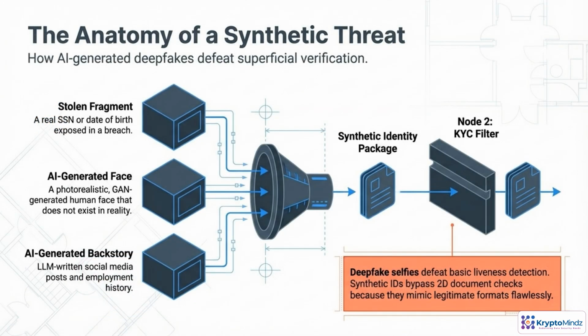Synthetic identity fraud is basically identity Lego. Attackers start with a real fragment, like a breached social security number or birth date. They attach an AI-generated face that looks unique but doesn't belong to any real person. Then they layer on an LLM-written backstory, social profiles, resumes, even chat histories. All of this becomes a polished identity package that can sail through weak KYC checks, especially when deepfake selfies and realistic documents bypass basic liveness and document verification.